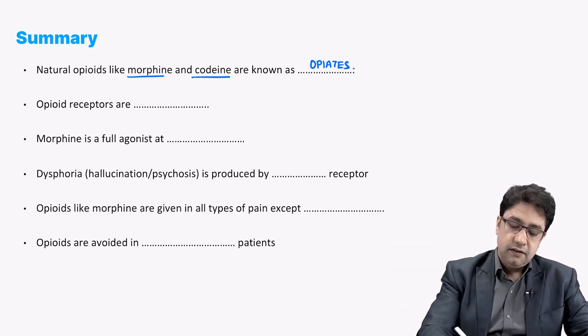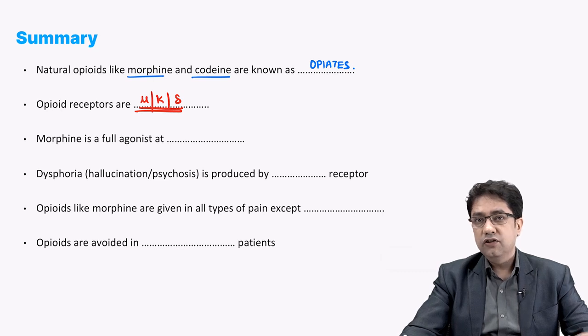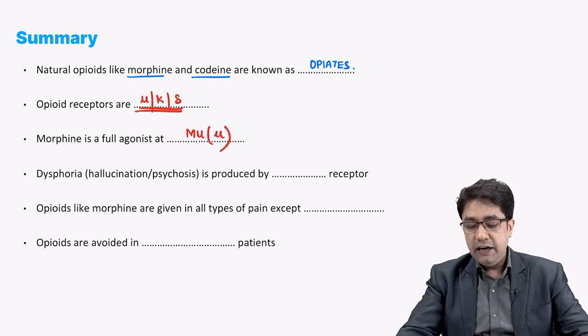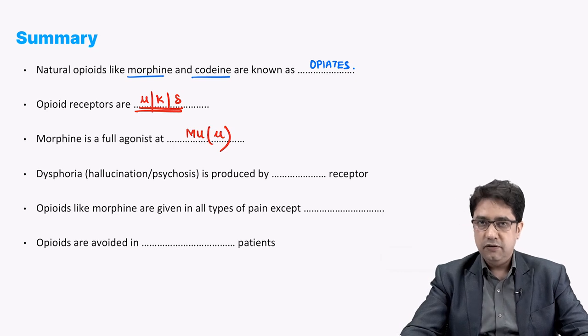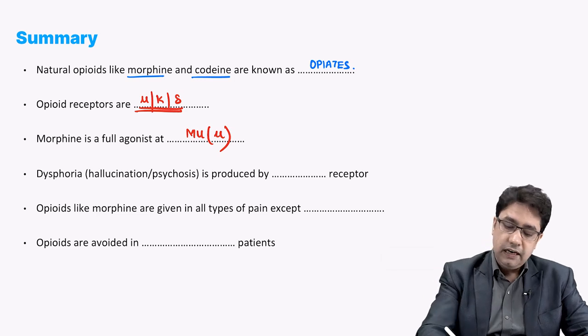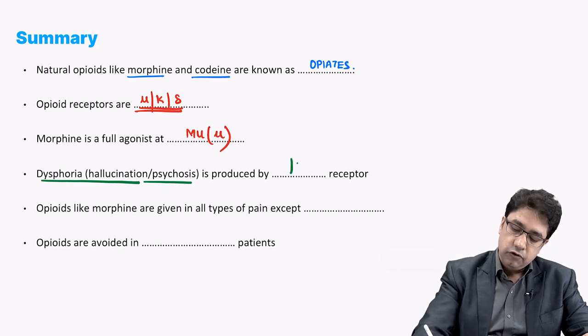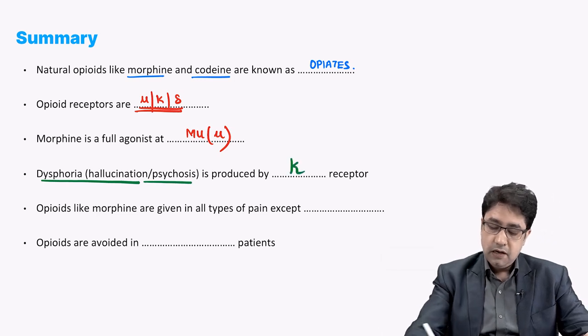Opioid receptors are mu, kappa and delta receptors. So morphine acts on which receptor? M for morphine, M for mu receptor. So dysphoria, which is hallucination or psychosis, is produced from which receptor? Mu, kappa or delta? So dysphoria or hallucination is a side effect produced by kappa receptor.